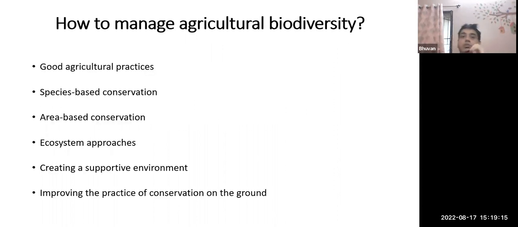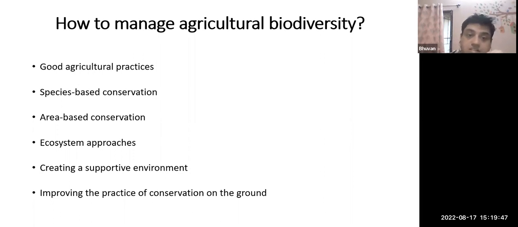Then we come to how to manage agricultural biodiversity. These are the various ways which I have enlisted here. We will learn them in detail in the future slides. The first one is good agricultural practices. Your agriculture practices must be sustainable and environment friendly. Then we can address the various problems associated with agro ecosystems and the environmental problems associated with them, and also conserve the agro biodiversity.